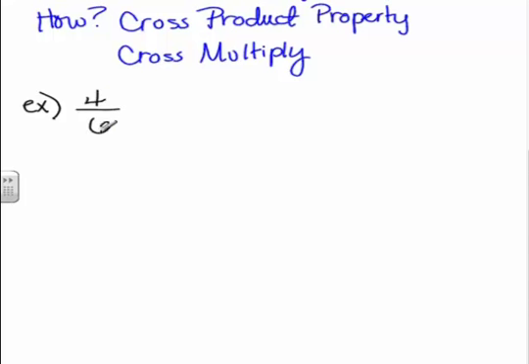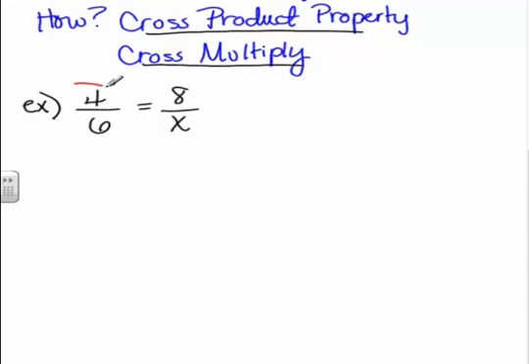4 over 6 equals 8 over x. Now this is considered a proportion. Why? I have one ratio that's set equal to another ratio. We're just trying to figure out what this information is. Now some of you may be able to do this in your head, but we want to get in a habit of using this property, the cross product property, or in other words, to cross multiply, because the proportions will definitely become more intense.